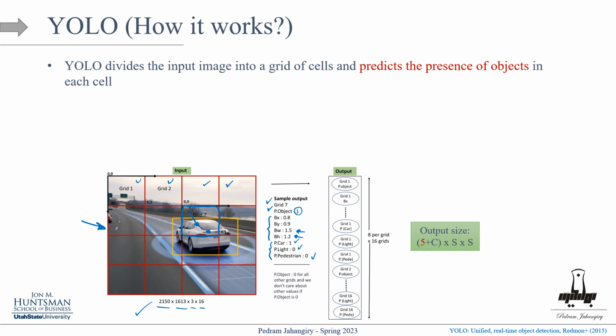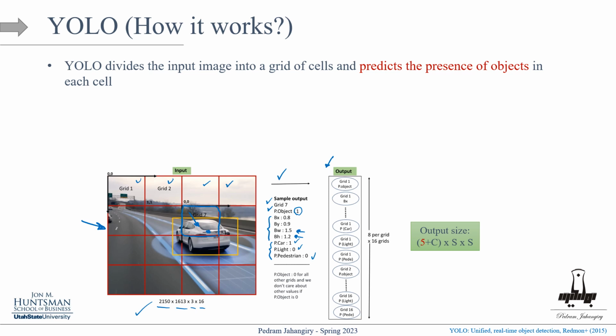So the width is 150% of the width of the grid 7, and the height is 120% of the height of the grid 7. Okay, so hopefully these numbers make sense. So this was a sample output. Then the total output of the network is what? What is the dimension of the total output, right?